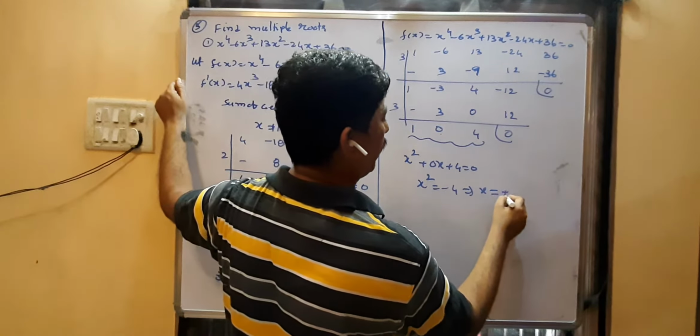Yes, continuation, second bit. Given equation 3x^4 + 16x^3 + 24x^2 - 16 = 0. Find the multiple root. Same procedure. Given equation you can take f(x). Now you have to find f'(x).